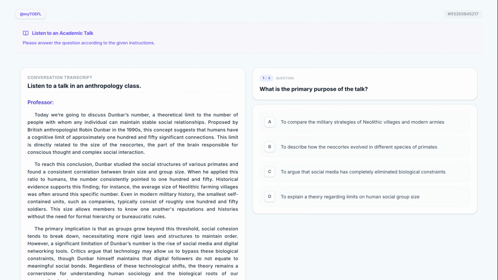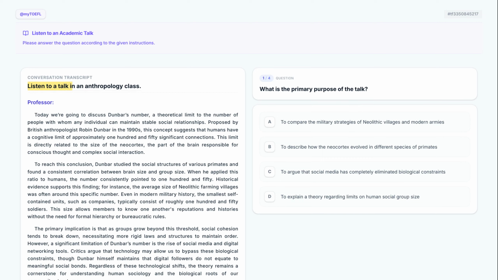The primary implication is that as groups grow beyond this threshold, social cohesion tends to break down, necessitating more rigid laws and structures to maintain order. However, a significant limitation of Dunbar's number is the rise of social media and digital networking tools. Critics argue that technology may allow us to bypass these biological constraints, though Dunbar himself maintains that digital followers do not equate to meaningful social bonds. Regardless of these technological shifts, the theory remains a cornerstone for understanding human sociology and the biological roots of our community structures.